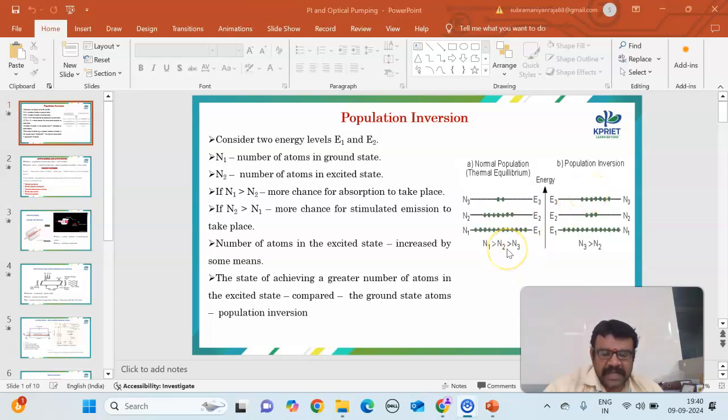As far as the numbers are concerned, in a normal population N1 is greater than N2 greater than N3. Whereas in population inversion, N3 must be greater than N2. So this is the case of population inversion for achieving laser action.